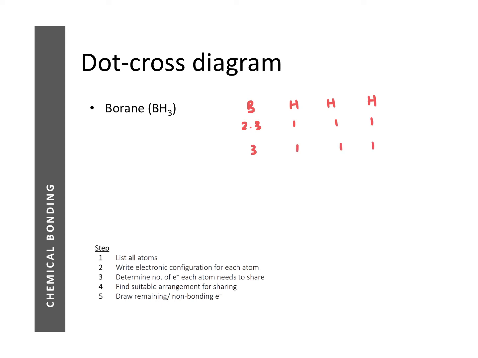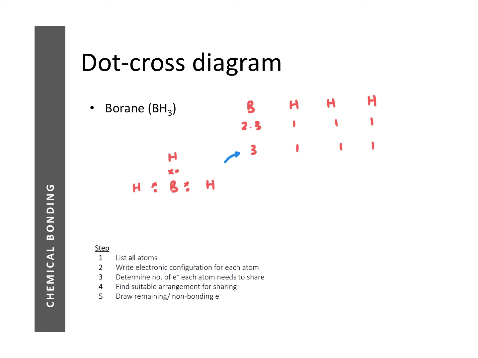Step number 4, to find a suitable arrangement for sharing. Similarly, we place boron in the middle and it shares with 3 hydrogen atoms. Once again, if you look at the sharing, it satisfies the condition that we have earlier established. And step number 5, draw remaining non-bonding electrons. Boron only has 3 valence electrons, so after sharing 3, there isn't any electron remaining. So this is the dot and cross diagram for borane.